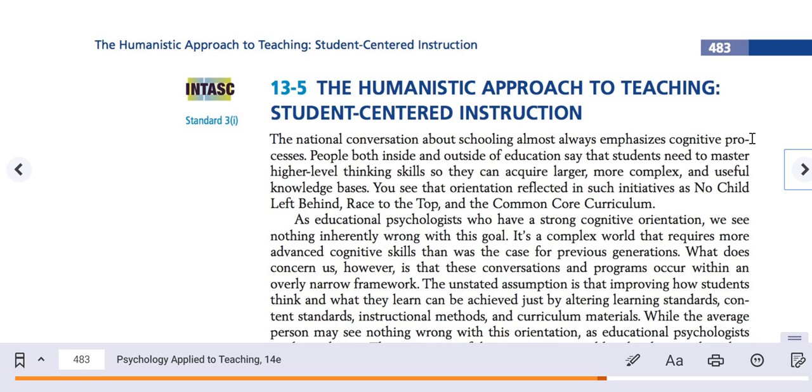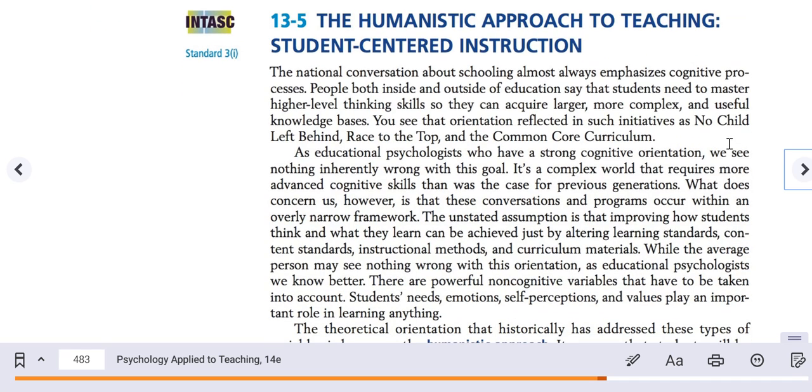You see that orientation reflected in such initiatives as No Child Left Behind, Race to the Top, and the Common Core curriculum. As educational psychologists have a strong cognitive orientation, we see nothing inherently wrong with this goal. It's a complex world that requires more advanced cognitive skills than was the case for previous generations. What does concern us, however, is that these conversations and programs occur within an overly narrow framework.